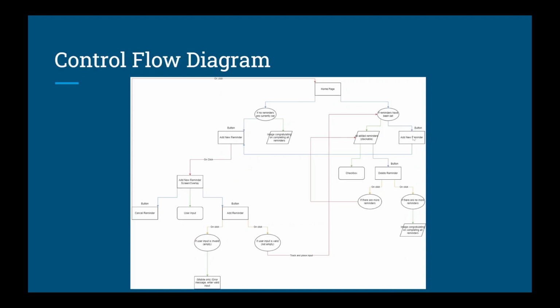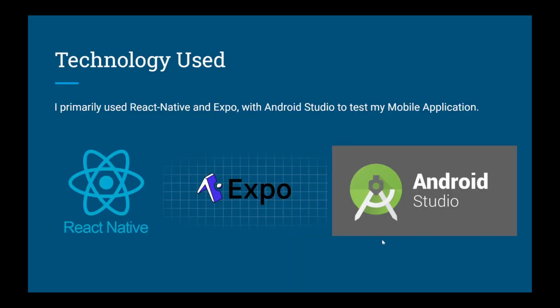And of course, there's still the add a new reminder function, but now there's a checkbox for these added reminders, a delete button, and then another check if there are more reminders. We just go on as normal. But if there are no more reminders, meaning you've deleted everything, we again show that image, congrats on completing all your tasks or reminders. And the technology used, we used React Native and Expo, and of course Android Studio, because I do not have a Mac to work with iOS.